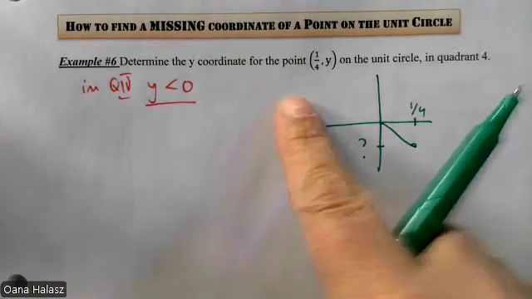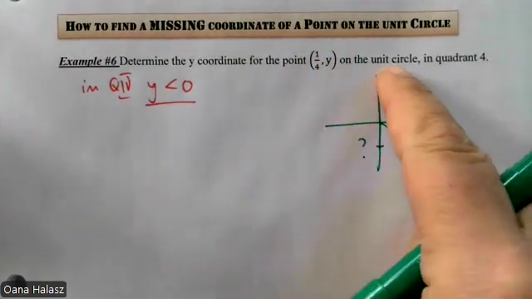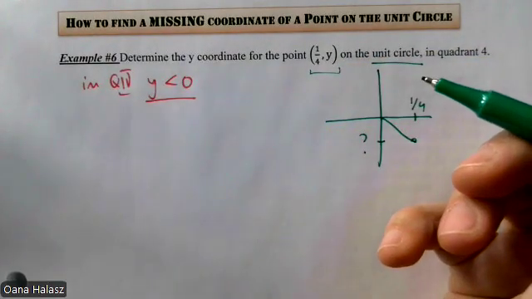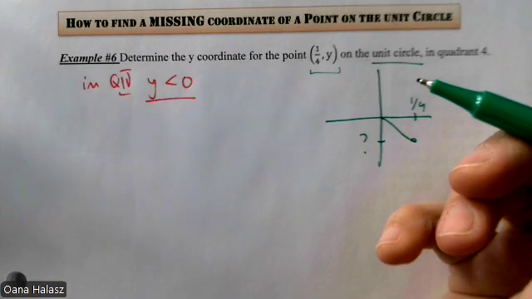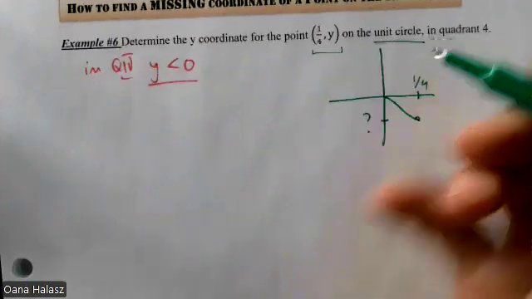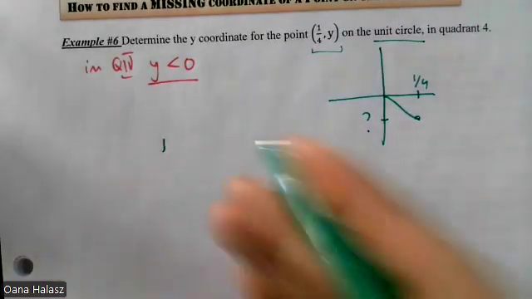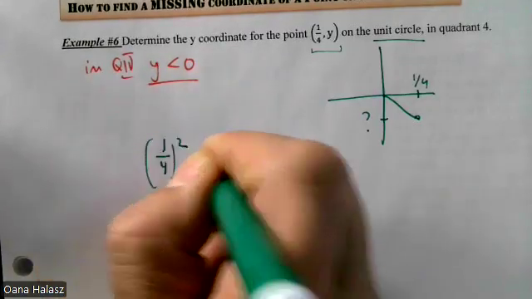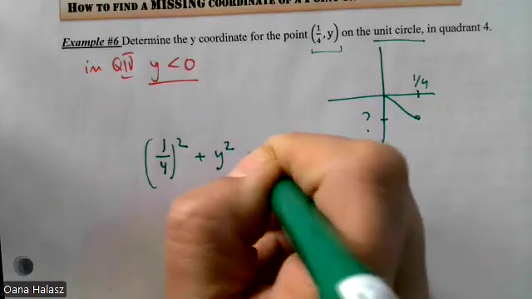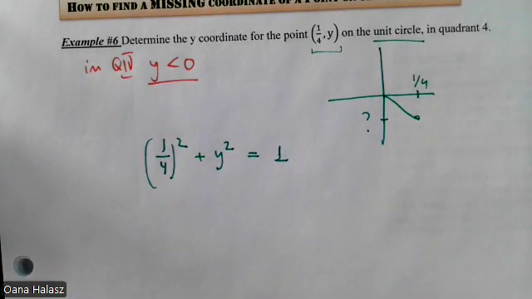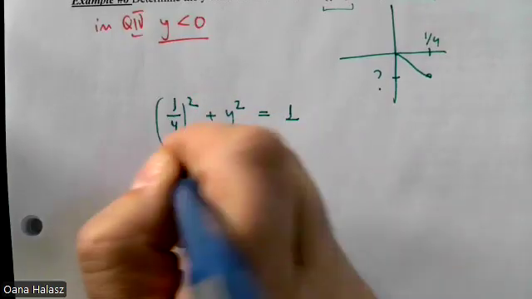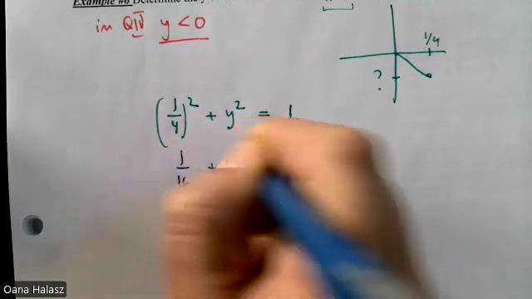Now, because this question tells you the point is on the unit circle, we know that these two coordinates, x and y, if you apply them in the formula for the unit circle, it's going to have to equal 1, right? So here we don't test it. We already know it equals 1. So we have 1 over 4 squared, plus y squared. We already know it equals 1 because it belongs on the unit circle. Make sense? So now you just calculate it. 1 over 4 squared is 1 over 16 plus y squared equals 1.